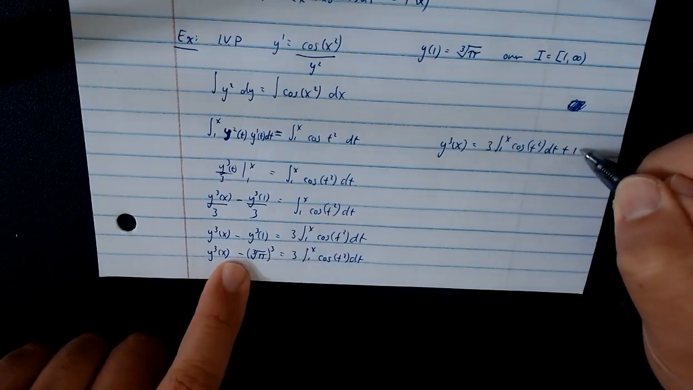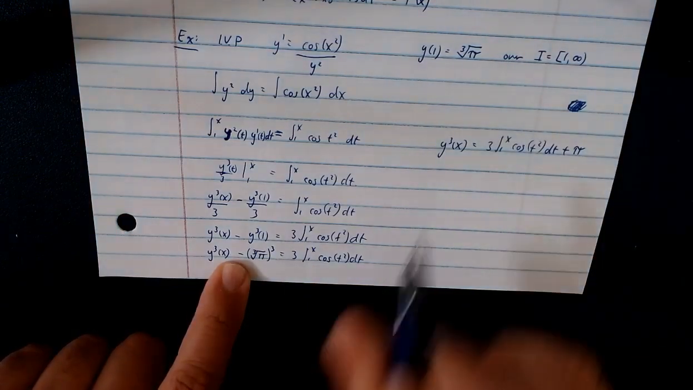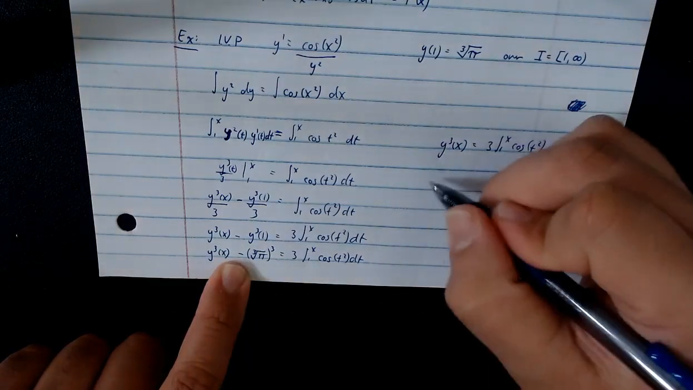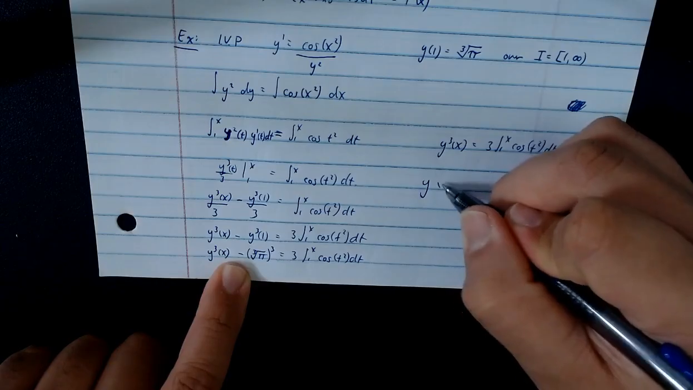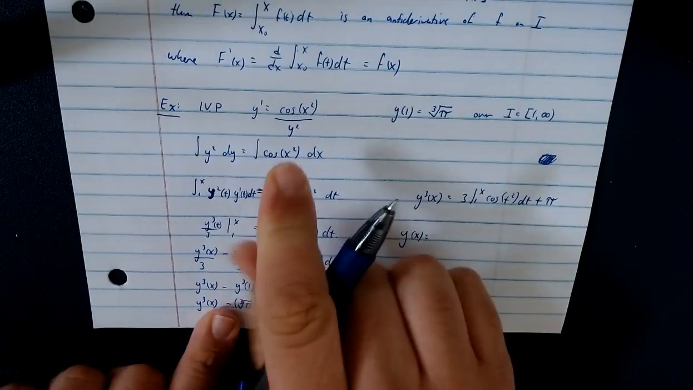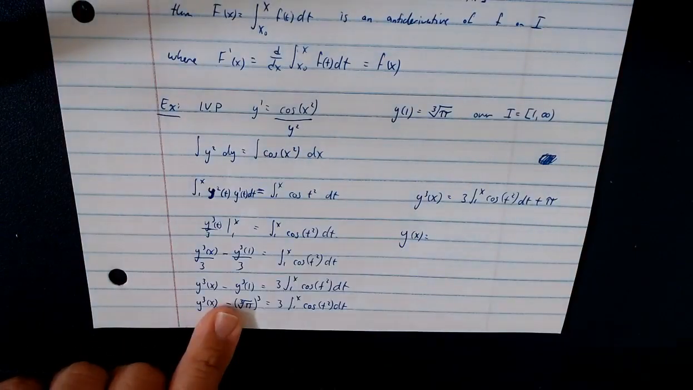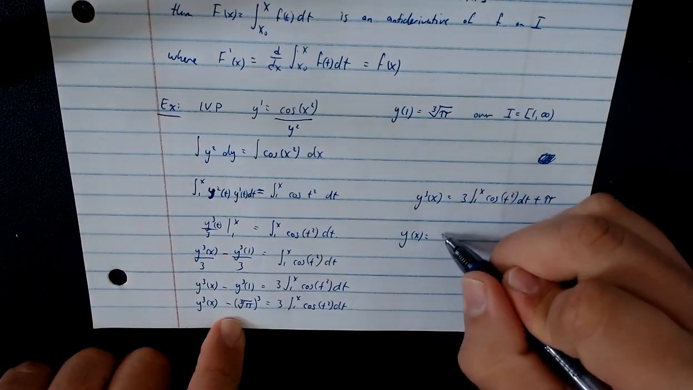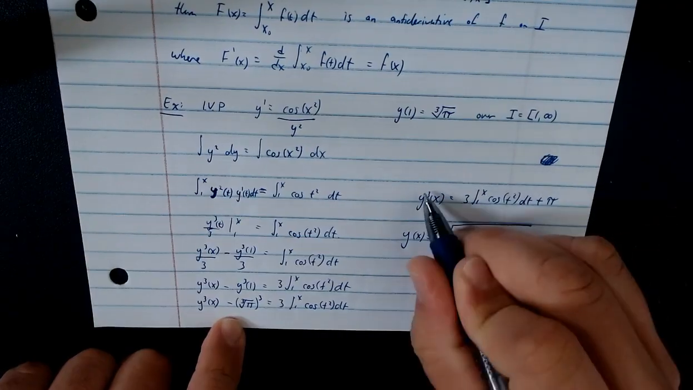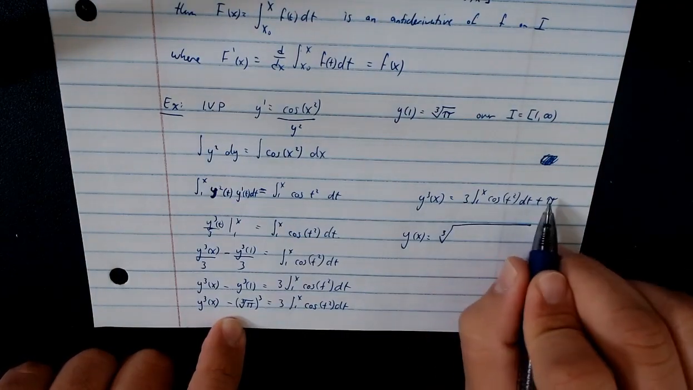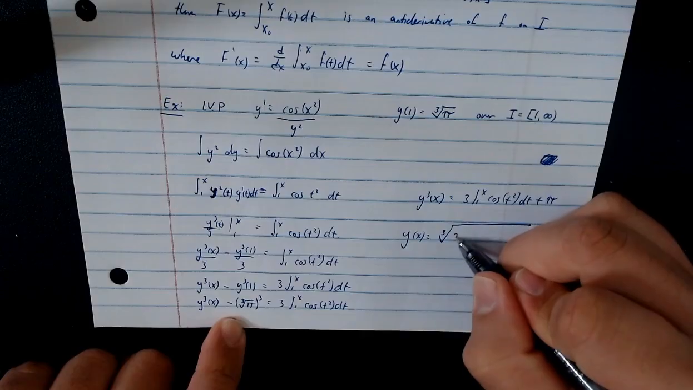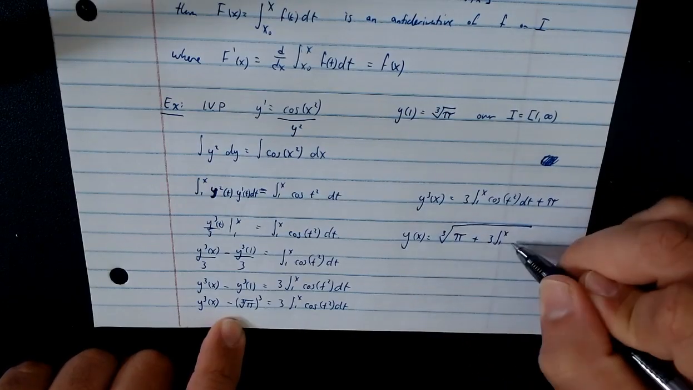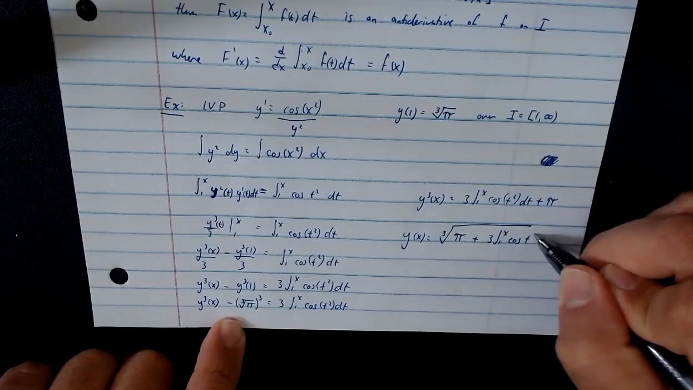And finally, I'm looking for y, not y cubed, so I can take the cube root of both sides, and I get y of x equals, so the solution to my initial value problem is going to be y of x is equal to the cube root, to get rid of the cube. It looks weird to me to write the pi on the end, so I'm going to write it at the beginning. Pi plus triple the integral from 1 to x of the cosine of t squared dt.